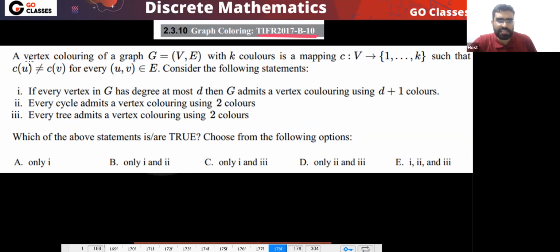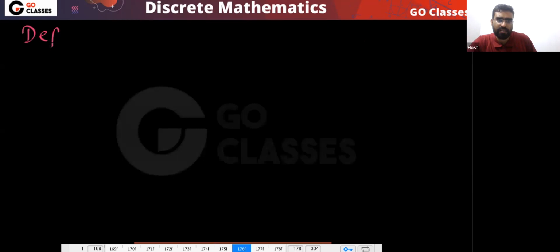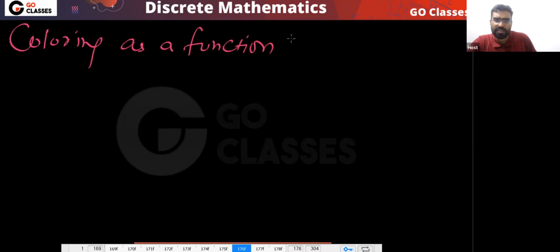A vertex coloring with k colors is a mapping. It means you are mapping the vertices to colors such that if you have an edge, then the endpoints have different labels. This is the definition of coloring as a function. You can think of coloring as a function.